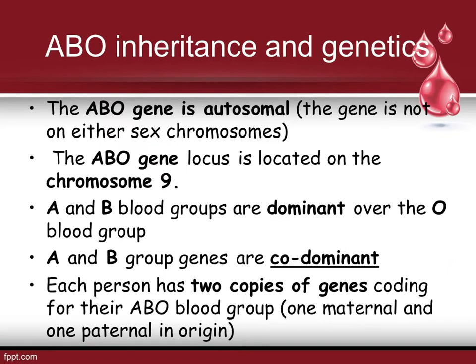So let's talk about the genetics part of blood typing. Now, the gene that controls blood type is autosomal, which just means that it's found on a body chromosome, not on a sex chromosome. So it's not on your X chromosome or your Y chromosome. It's actually found on chromosome 9. And it works in a very specific way.